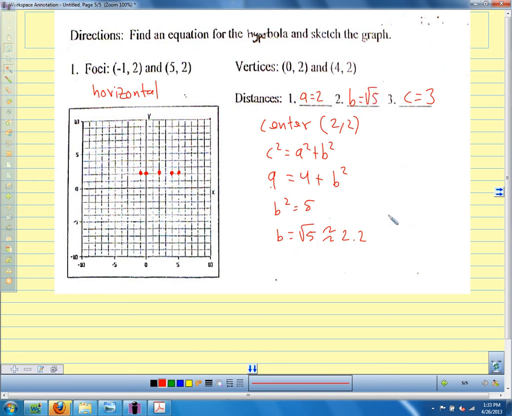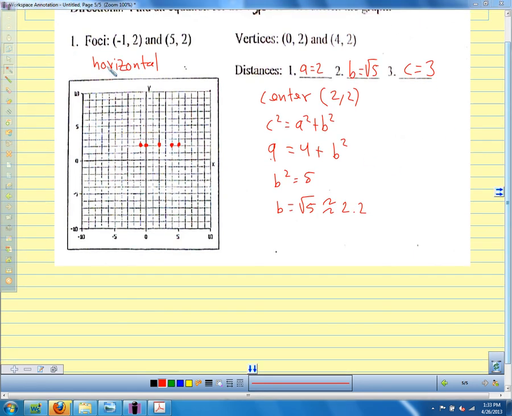So there are my distances. Now I'm ready to write my equation. We know that it's horizontal, so we know the x part is positive. So I'm going to say x minus the x coordinate of the center, x minus 2 quantity squared over a squared. A squared always goes under the positive part, minus y minus 2 squared over b squared equals 1. There's my equation.